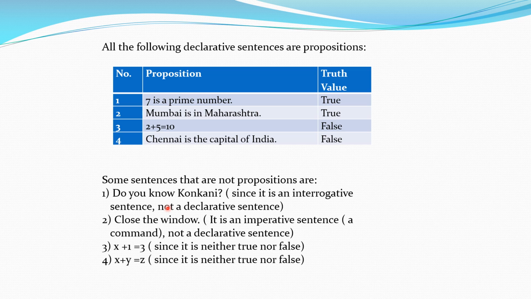x plus 1 equal to 3. Now, this is a declarative sentence in which the value of x is not specified. If the value of x is specified, that means there is no unknown or variable, then we can say that it is a statement like 2 plus 5 equal to 10. But here if x is equal to 2, then 2 plus 1 equal to 3 is true. But for other values of x, it is false. So we can't say definitely whether it is true or false. And hence it is not a statement or proposition.